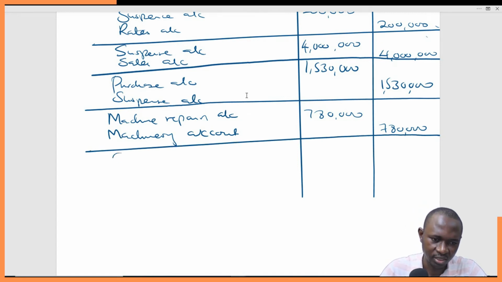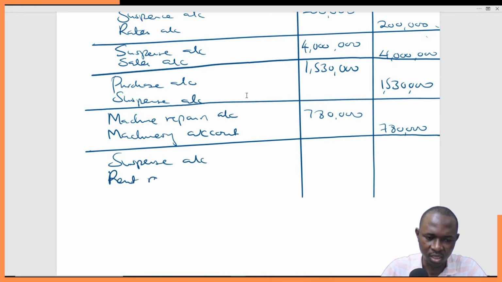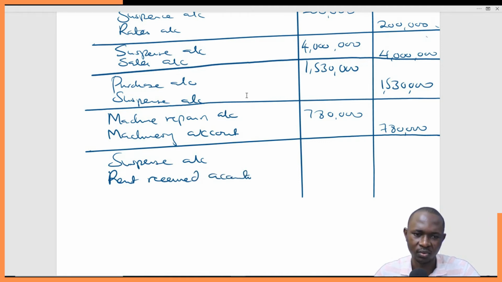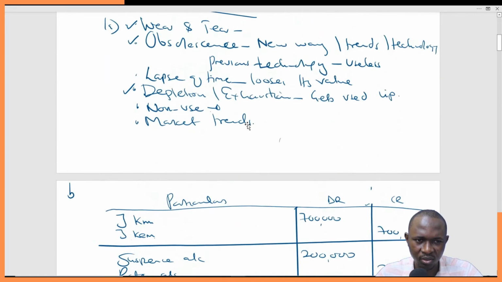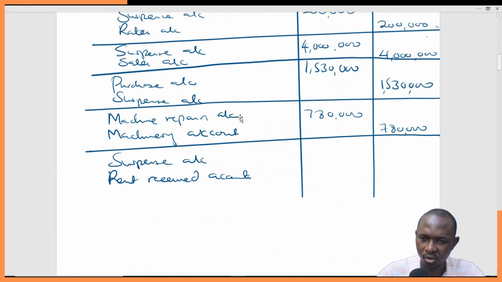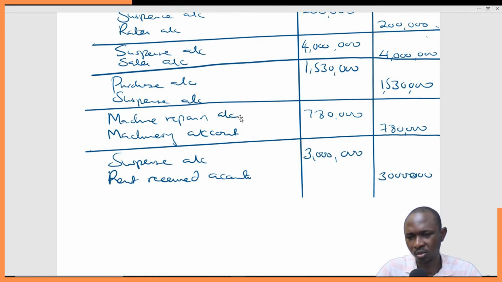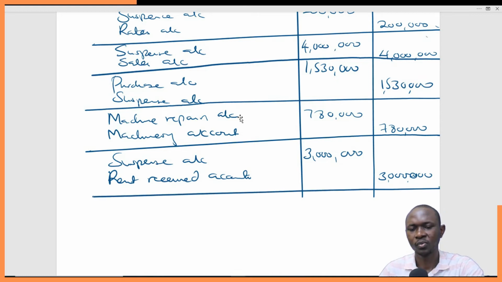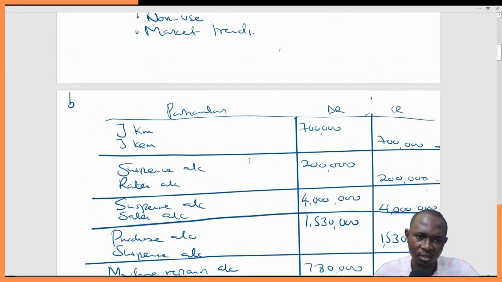So we'll say debit suspense account and then credit rent received account. So how much are we talking about here? This is 3 million. So 3 million, 3 million like that. So that's how it goes. So we have corrected all the errors.